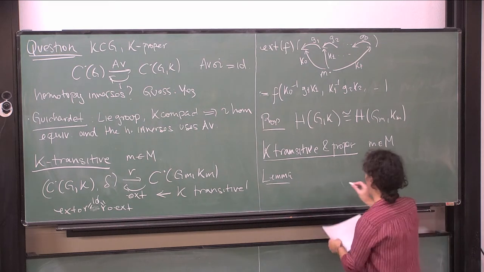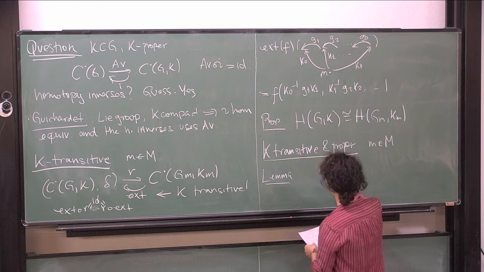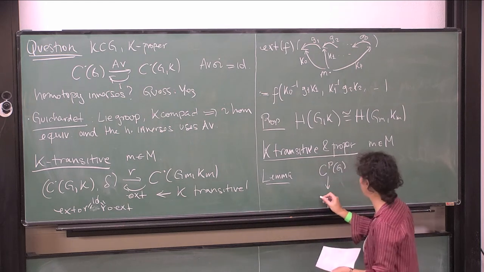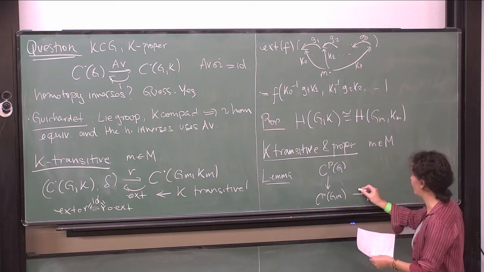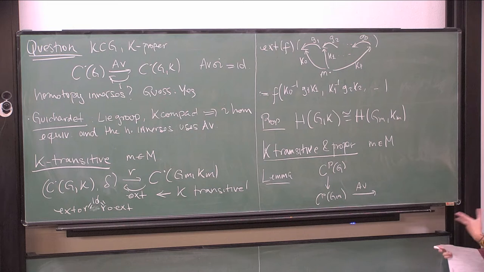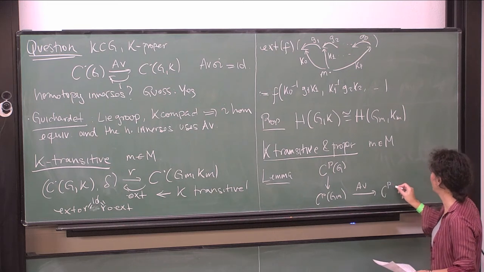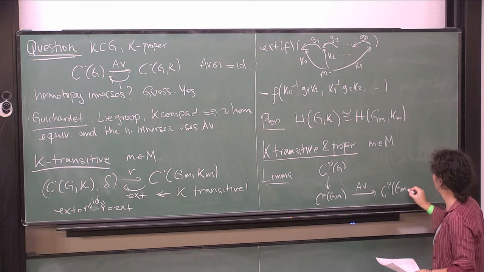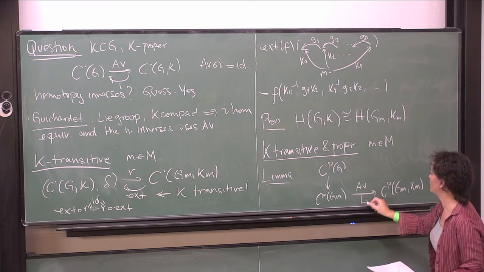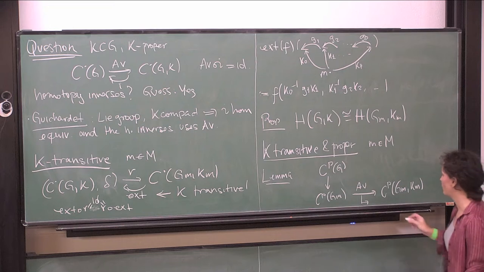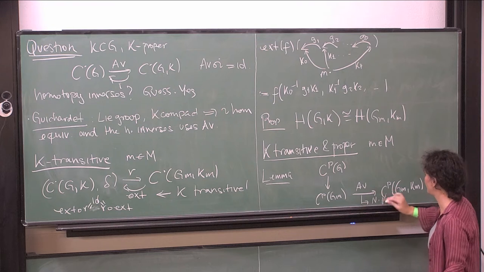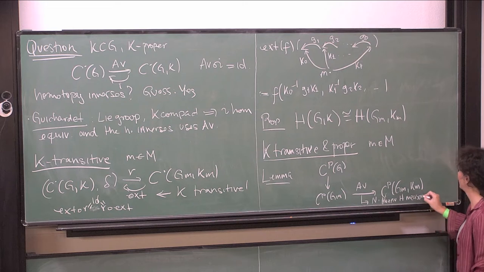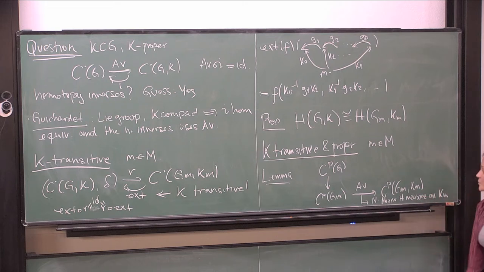Okay, so let me write down the diagram and then I explain. So here I have the restriction. Here now I can take this averaging with respect to all the actions of K_m, and here I have one that I like, which is with respect to the normalized bi-invariant Haar measure on K_m.